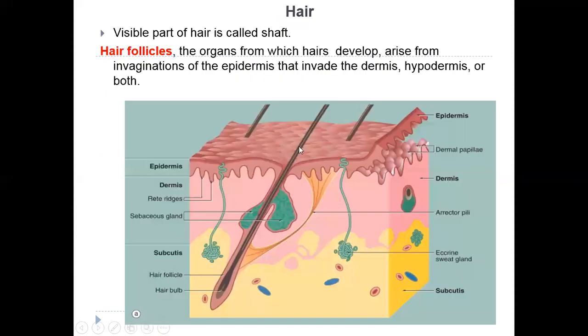Now the visible part of the hair is called the shaft. This area is called the hair follicle. It is an invagination from the epidermis. The epidermis invaginates into the dermis, and it can even invaginate into the hypodermis, and that forms the hair follicle. The hair follicle gives rise to the hair.